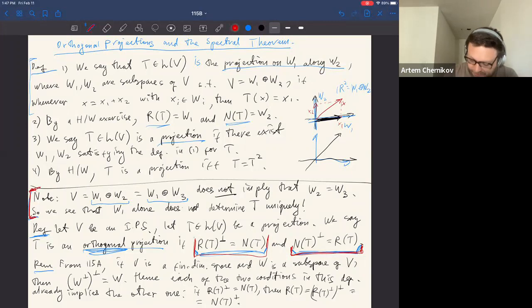Okay, so this tells us that if you want to check that something is an orthogonal projection, you only have to check one of these two conditions. Then you have the other one for free. Okay, so this is the first remark.